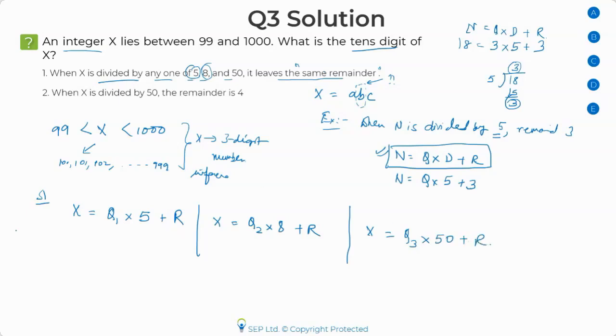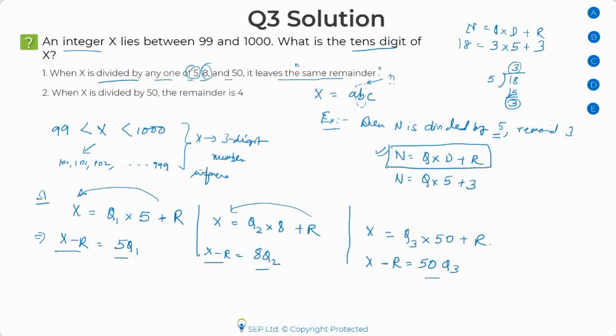Okay. Now this is a special kind of situation, and let me show you why this is special. Let me take this plus r to the other side. So I can write it as x minus r is equal to 5q1. Again, let me take this r here: x minus r is equal to 8q2. And I can write this as x minus r is equal to 50q3. So x minus r is 5 times q1, x minus r is 8q2, x minus r is 50q3.